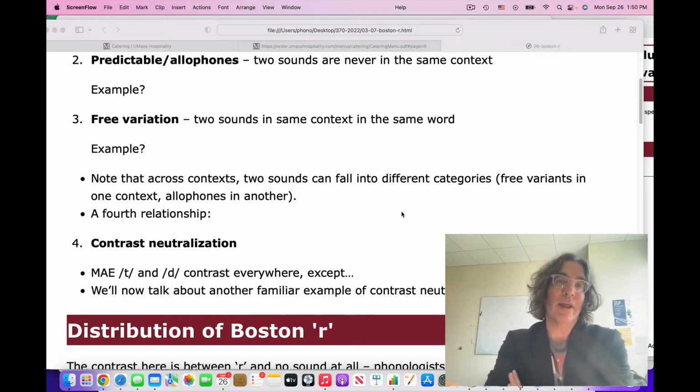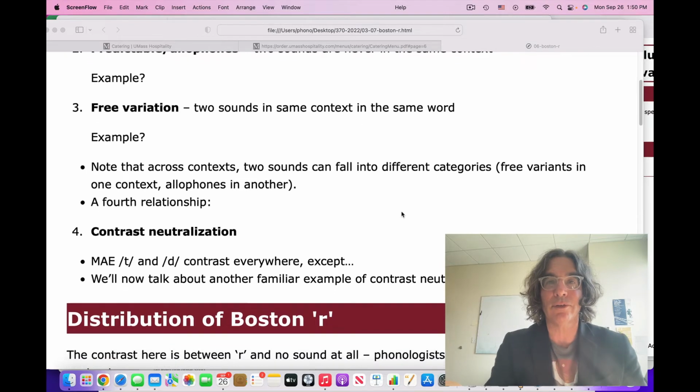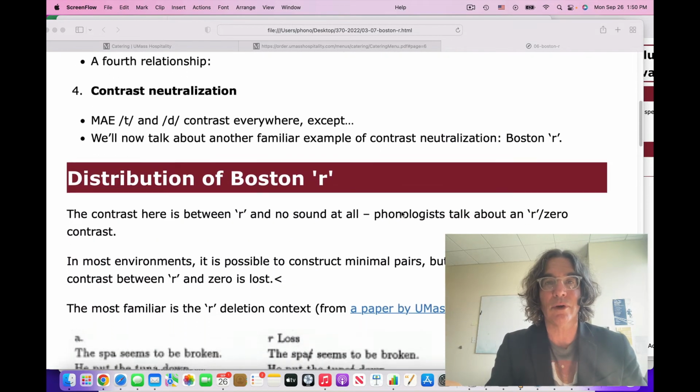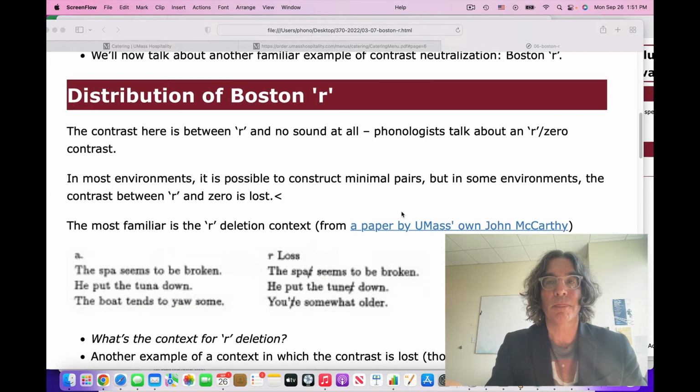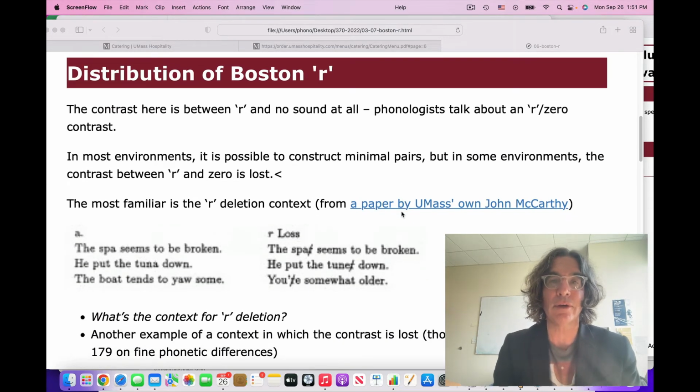So we're going to talk now about another familiar example of contrast neutralization. Familiar because it's in varieties that some of you speak, the Boston R. And the contrast here is between R and no sound at all. And phonologists will talk about an R-zero alternation. In most environments, it's possible to construct minimal pairs. In most environments for Boston phonology, or Eastern Massachusetts phonology rather, it's possible to construct minimal pairs, but in some environments, the contrast between R and zero is lost.